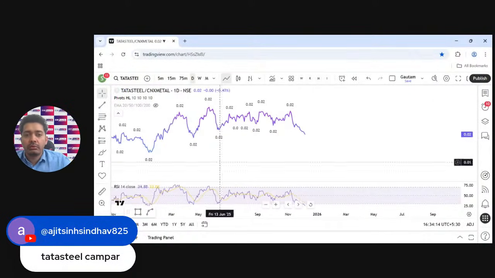So this is how you can basically do a comparison. You can compare any asset class with any stock. So this is basically Tata Steel in comparison to Nifty. Then you can compare it with the metal index. Likewise, you can compare Tata Motors with the Nifty. You can compare Tata Motors with the auto index and identify which stocks are doing good, which stocks are underperforming.